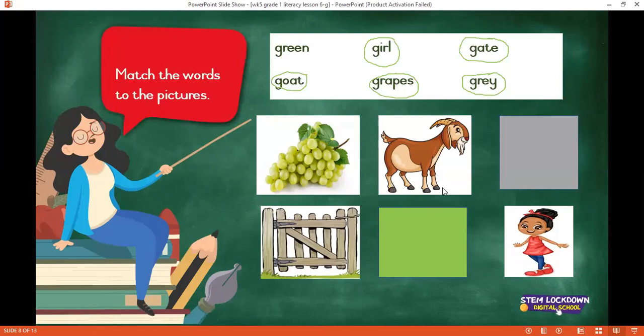Let's look at the pictures that we have over here. Let's go over the words that we've had in our story. Green, girl, gate, goat, grapes, and gray. Can you match the first one? This one? Green. Match it to the picture like that. Very good. On your screen, can you match the next one, goat? It's goat. Very good. What does this one say? It's girl. Very good. And now this word. Grapes. Very good. And over here, gate. Good. And the last one, that's gray. Well done.